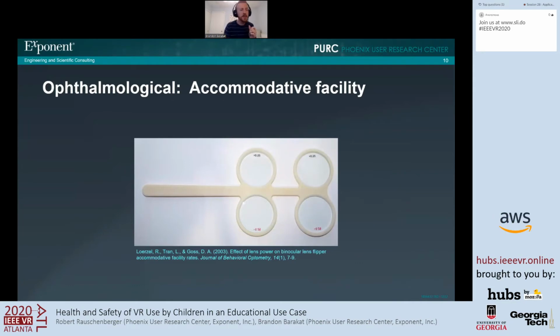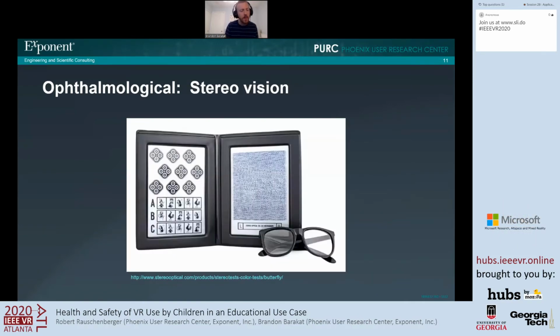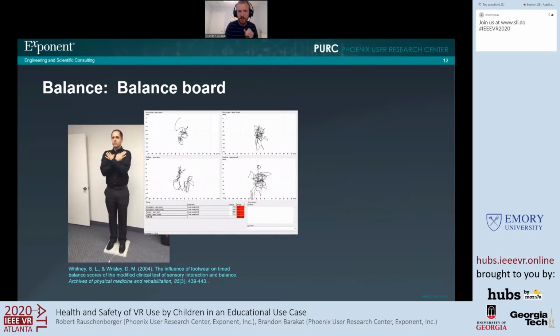And then we had a measure of accommodative facility with the flipper test, which is a measure of the eye's ability to change their focus when switching between different viewing distances. Again, a good measure of accommodation in this case. And then also we had a measure of stereo vision, stereopsis. So this used a stereo vision test kit that had polarized glasses and 9 different levels of binocular disparities to give us a measure of stereo vision.